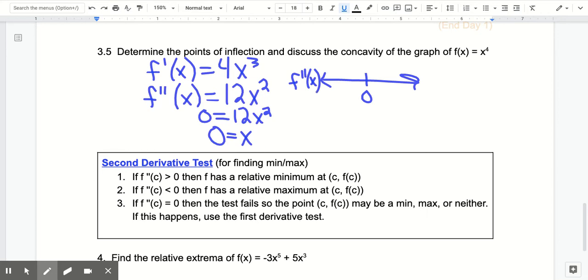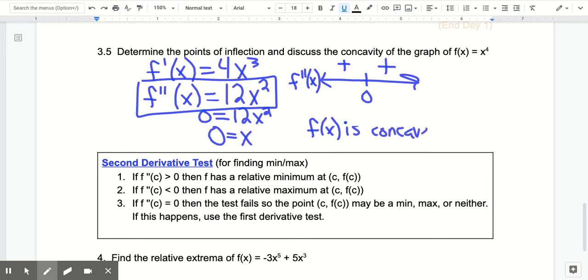So again, we're going to pick a number to the left of 0, maybe like -1. Remember, we're plugging it into the second derivative. When I plug in -1, I get a positive number. And when I plug in something on the other side, let's say I plug in 1, I'm also going to get a positive number. So this means that f of x is concave up on the entire interval, so -∞ to infinity.